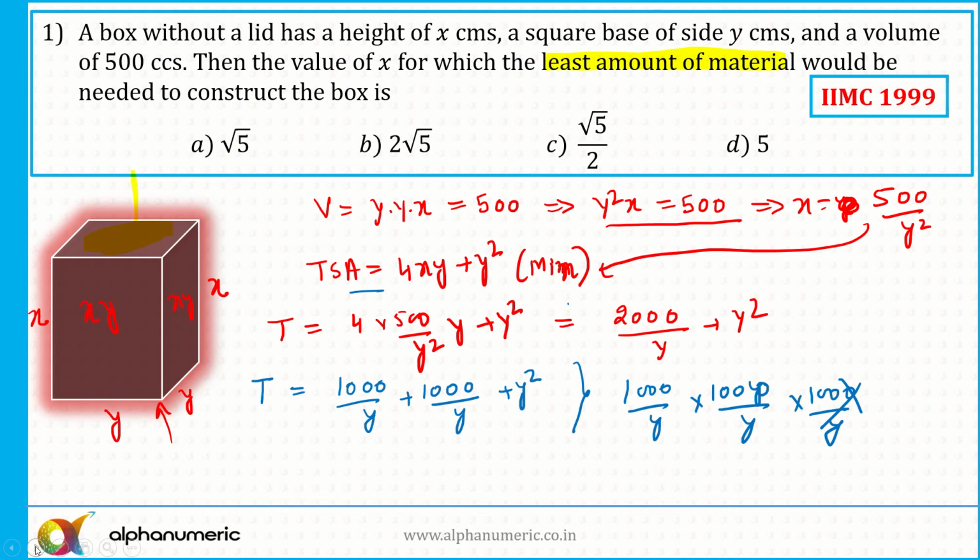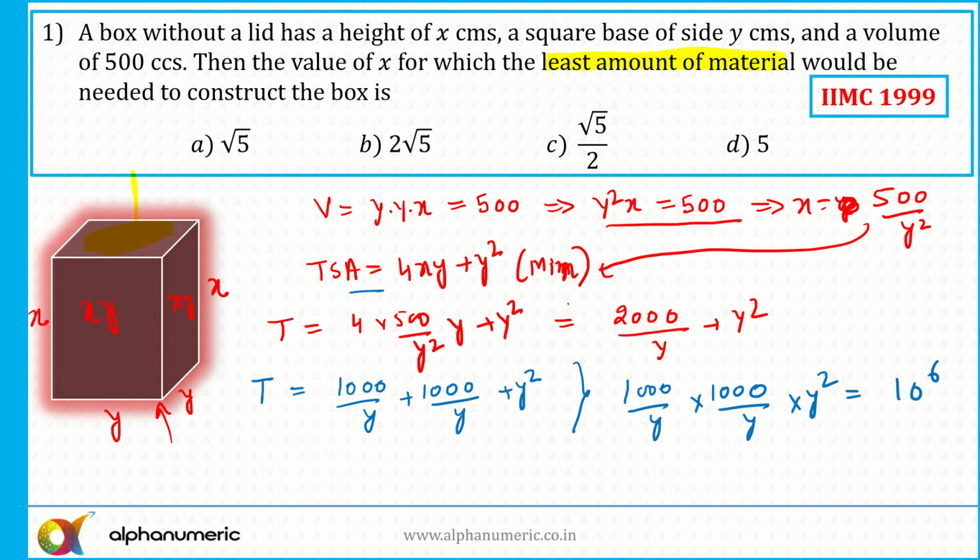Let me make a correction here: the third term is y square. So 1000 by y into 1000 by y into y square. Now the product of this comes out to be 10 raised to the power 6. And the product of the three terms is constant.